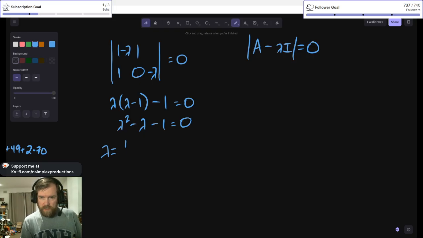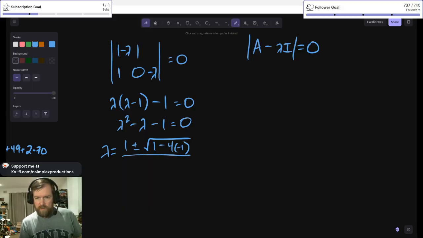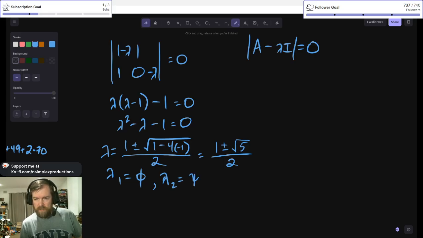Lambda equals negative b plus or minus the square root of b squared minus 4ac, where b is negative 1, all over 2a. Cool. Just to make sure, right? So this is going to be 1 plus or minus the square root of 5, all over 2. Lambda 1 is equal to phi, our golden ratio. Lambda 2 is equal to, in this paper, psi, which is equal to 1 minus phi.